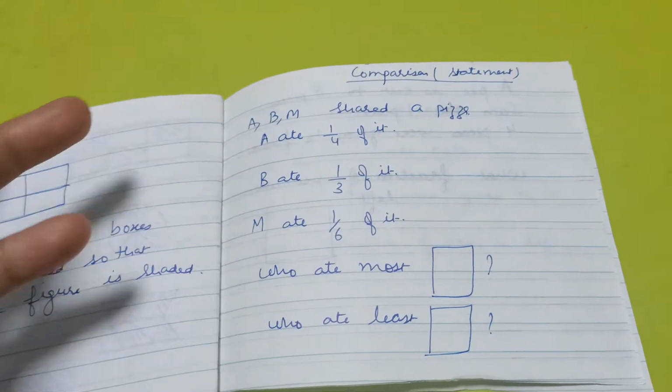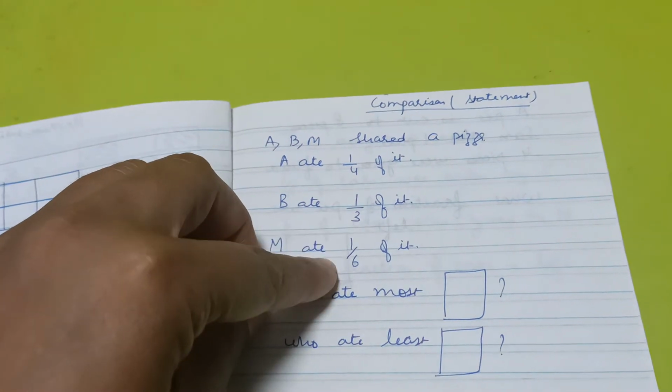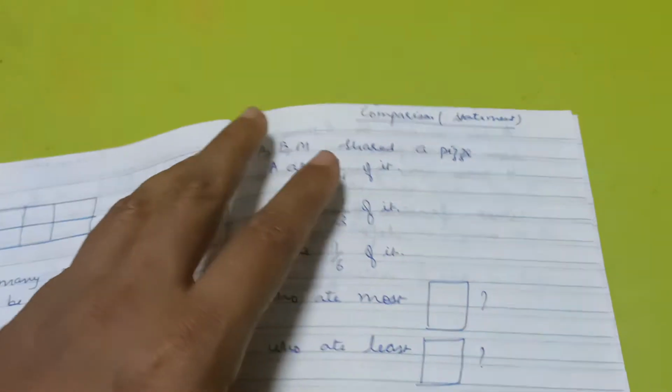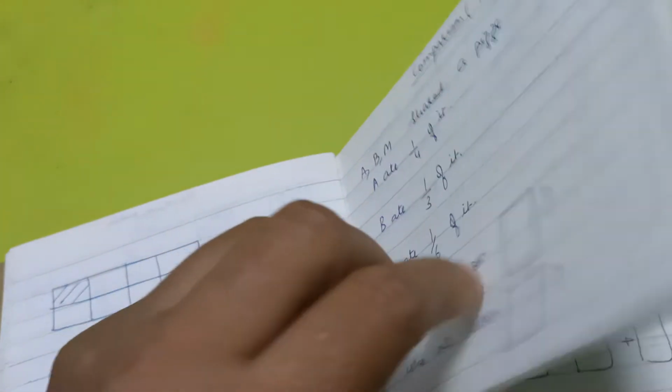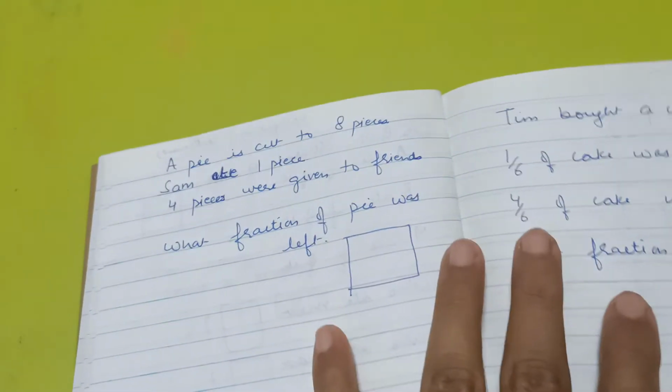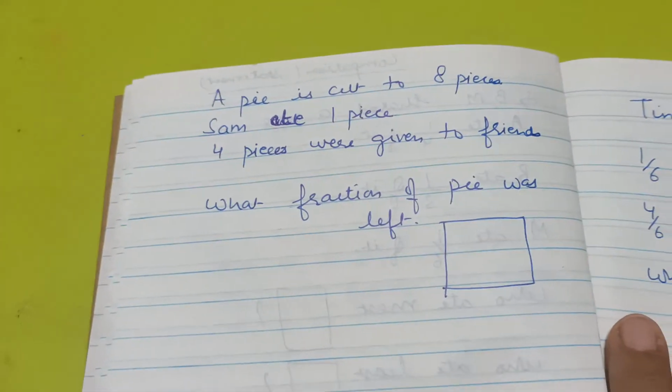So she has to compare which is the most. So if you just take standalone numbers, so obviously 1/3 is the most, and who ate less is 1/6. But if you're thinking in terms of pizza, because I'm confusing her with a statement, so let's see if she can do it. Again, simple statement based question.